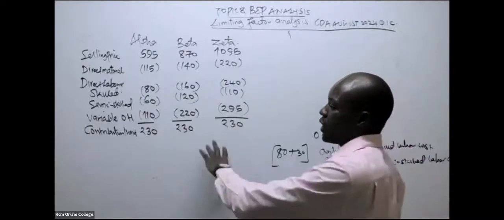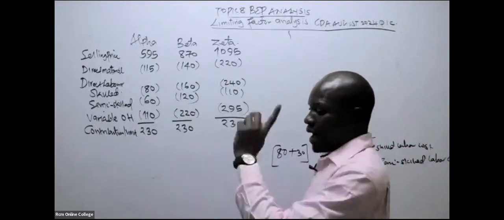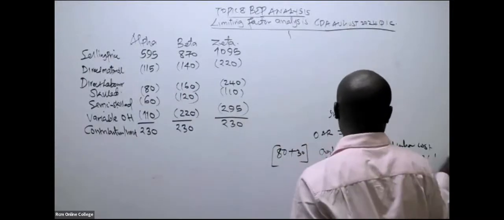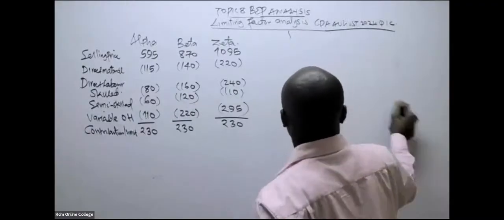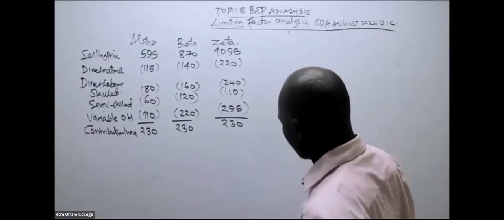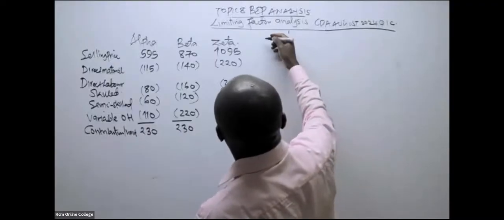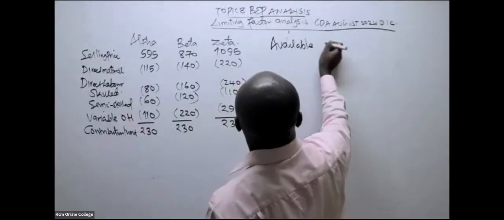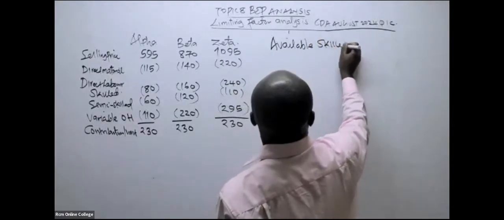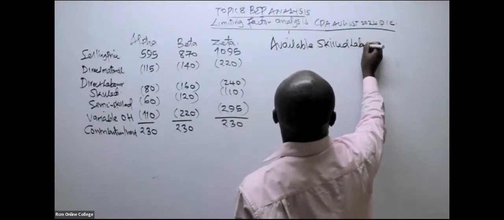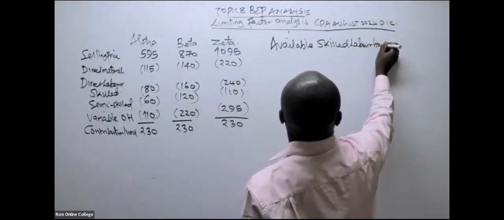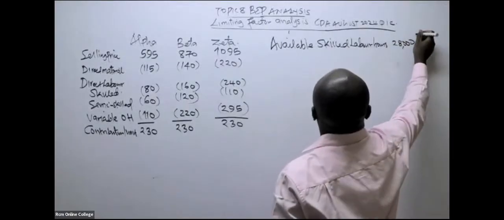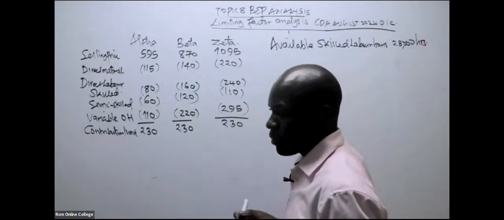So at this point, you cannot tell what you'll be going for. But I want you to do this so that you know the product that you'll be going for. Remember, we have limited resource, and this limited resource is available skilled labor hours. Available skilled labor hours, we only have 28,000.